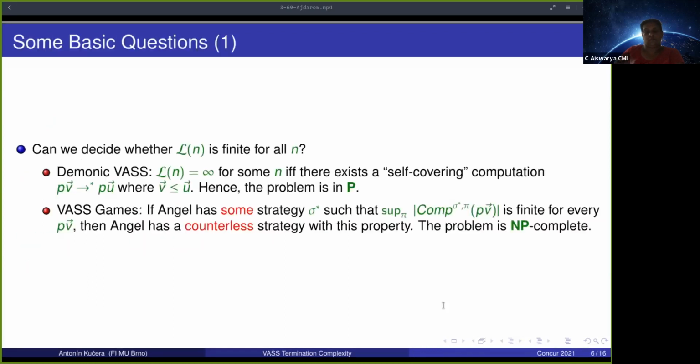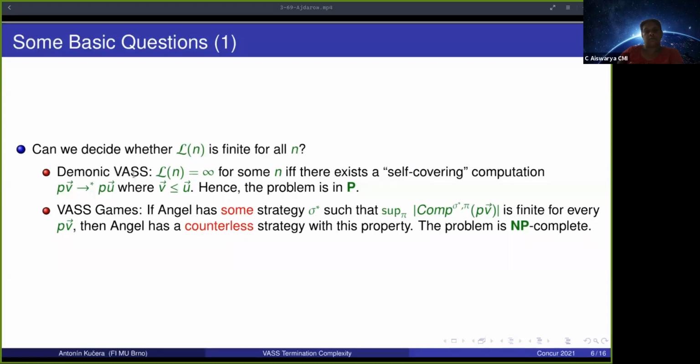Now, I hope you are more or less convinced that it makes sense to consider problems related to algorithmic analysis of termination complexity and counter complexity in VAS games. So let's see what has been proven in previous works. For completeness, let me start with the very basic questions where the answers follow easily from well-known results. So the first question is whether we can decide whether the termination complexity is finite for all n.